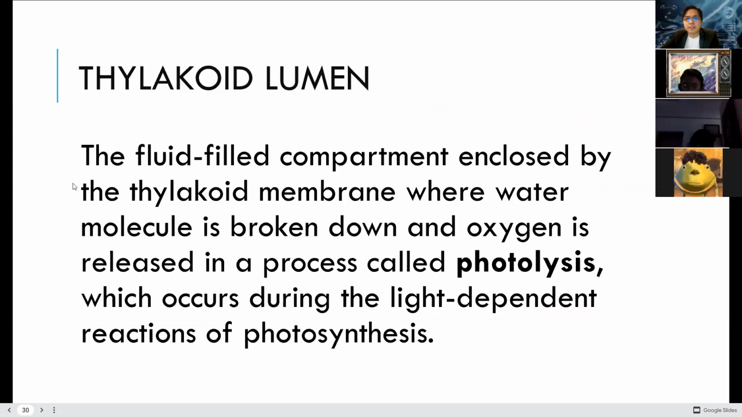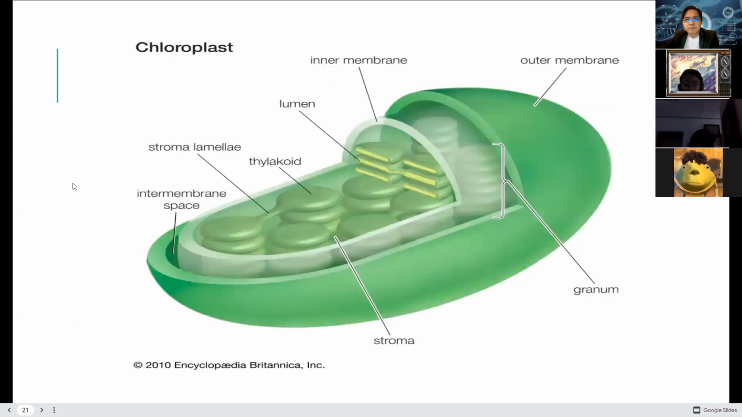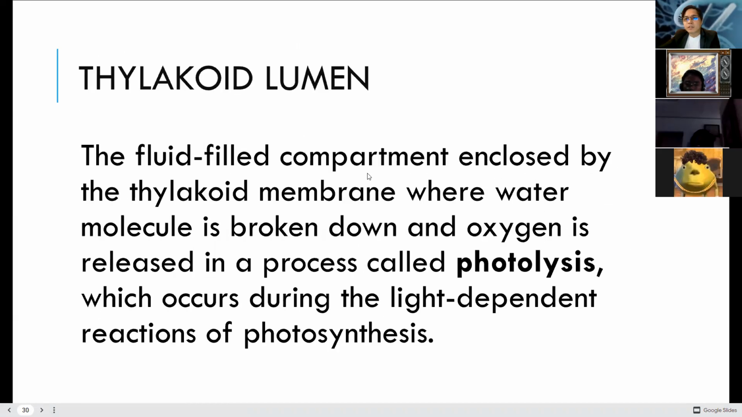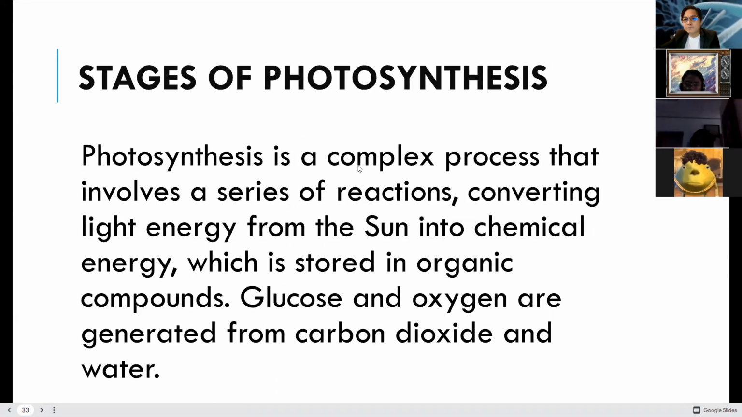So if you're going to look at the thylakoid, let's have this. If this is your thylakoid, this is the membrane, where the actual photosynthesis happens. The actual light-dependent reactions happen in the membrane of the thylakoid. Since it is a membrane, it is a phospholipid bilayer, okay?